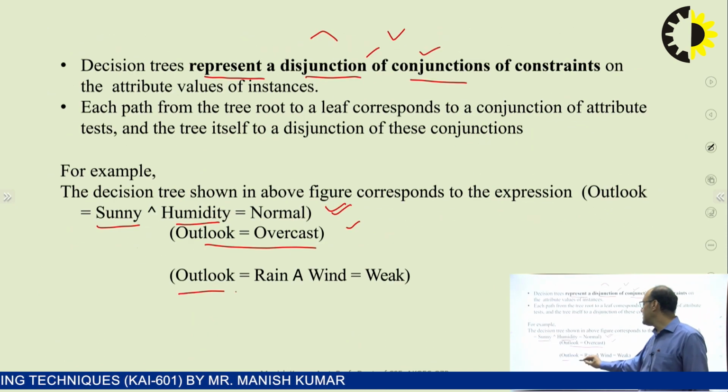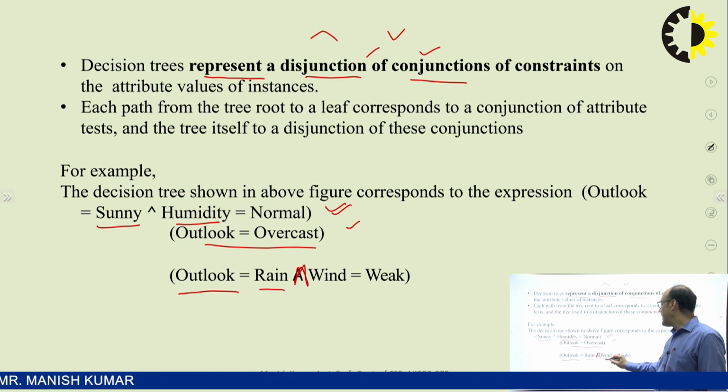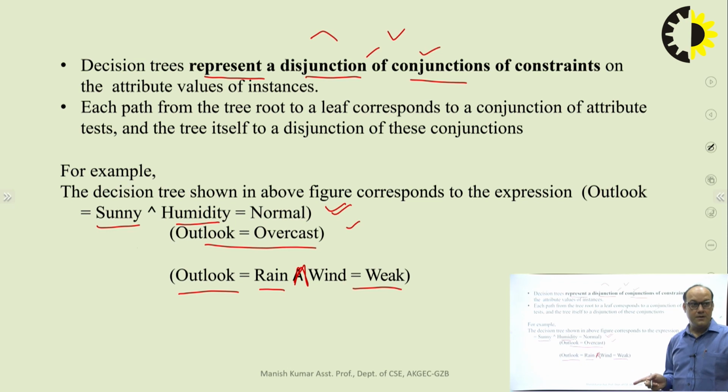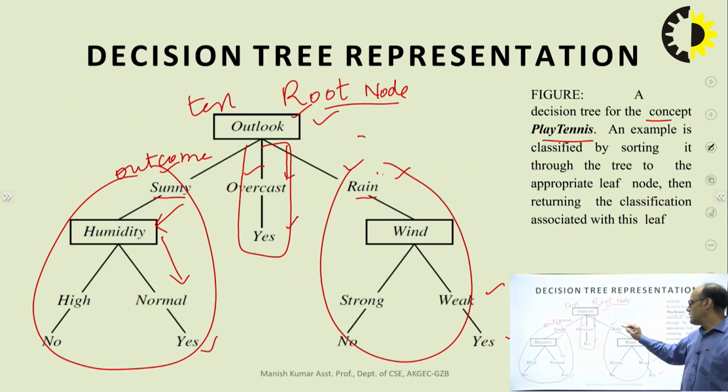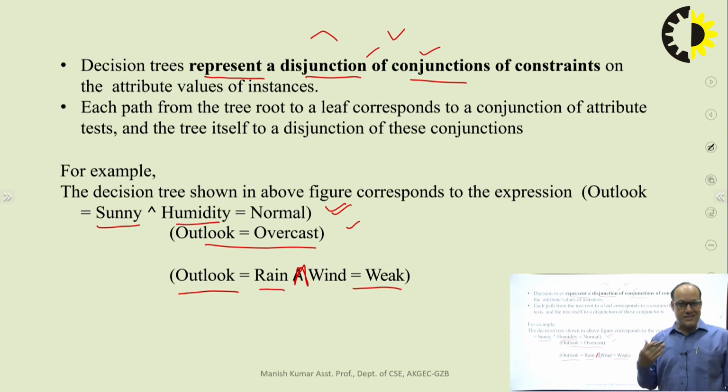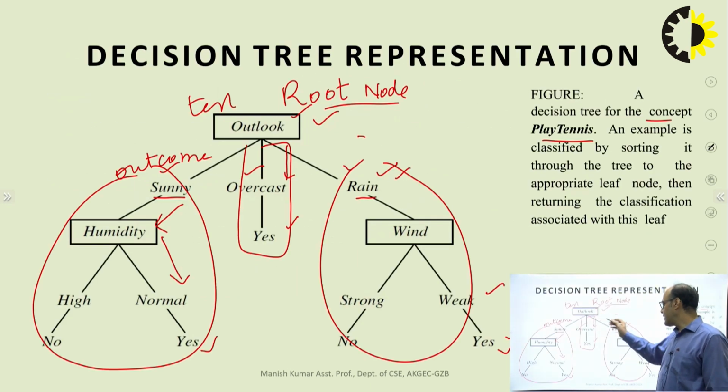The third expression is outlook is equal to rain and wind is equal to weak, then there is a possibility of playing tennis. So these are disjunctions and conjunctions of the constraints, right? So we can represent this decision tree in the form of an expression also. We can say that a decision tree can be represented as a disjunction of conjunctions of constraints, right, students, of the attribute values of instances. So these are attributes and these are the values of those attributes for those particular instances.